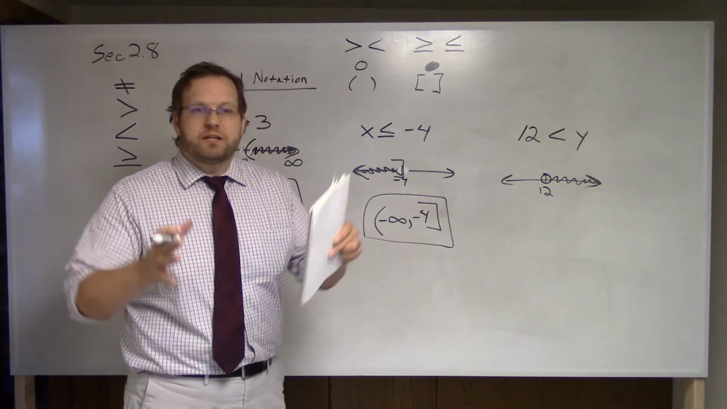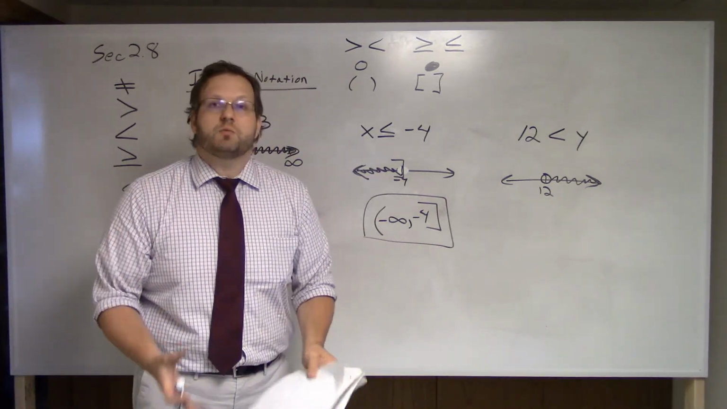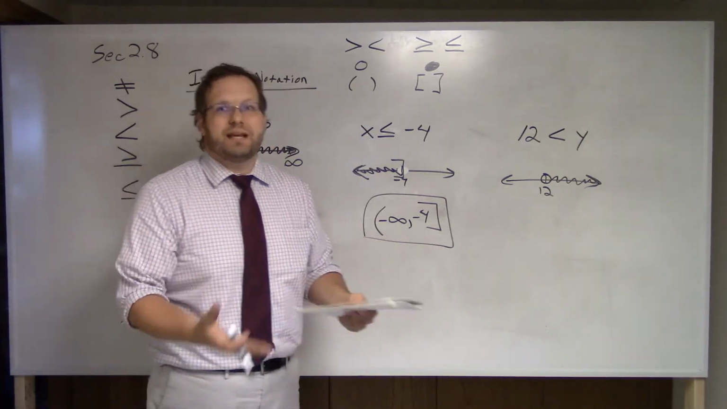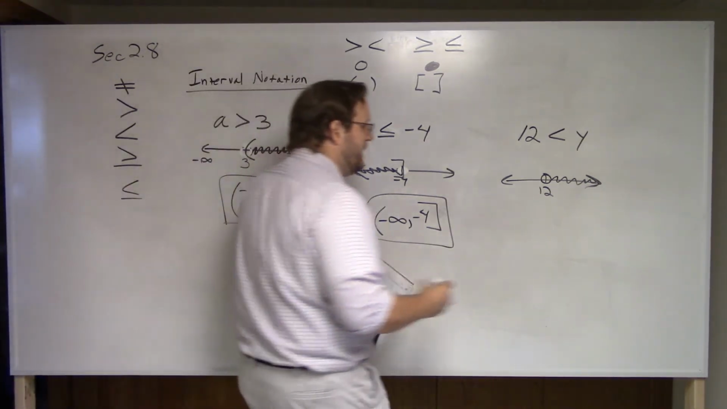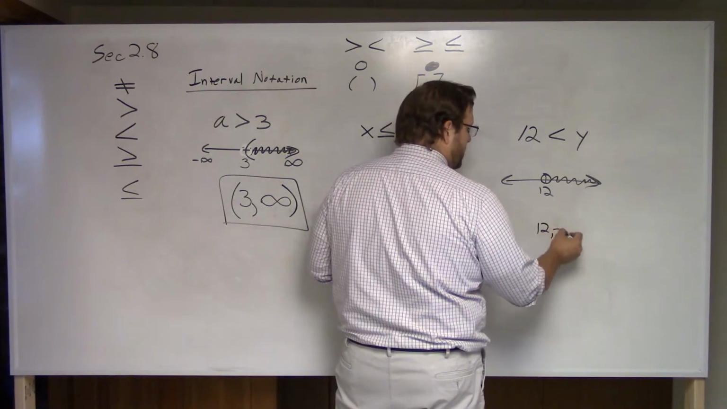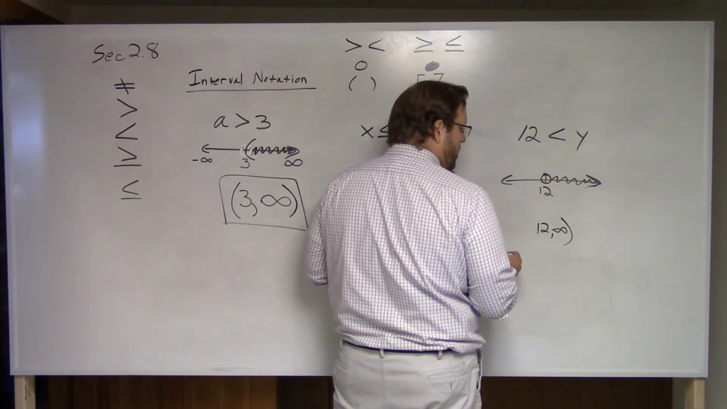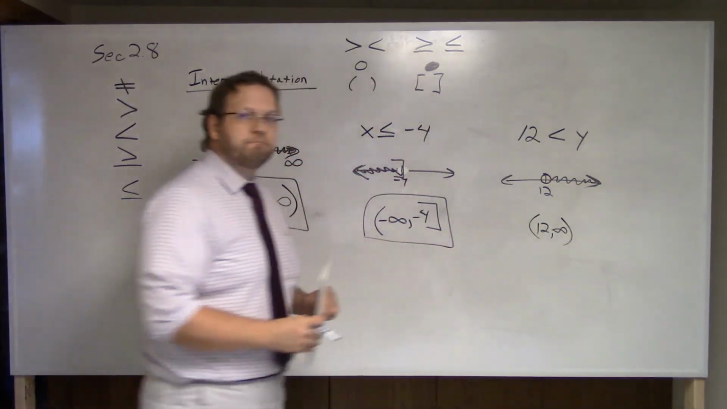Once we get the graph, the interval notation just drops right out. That's why it's so important to take a few seconds and graph, because it makes the interval notation very easy. And we just start with a 12, and we go on to infinity, parenthesis always, open dot, parenthesis there. And that's it.